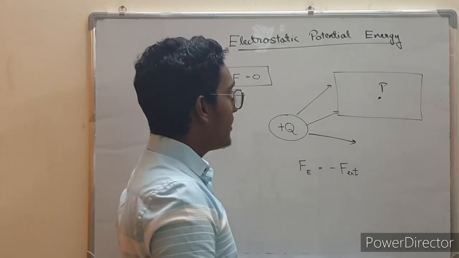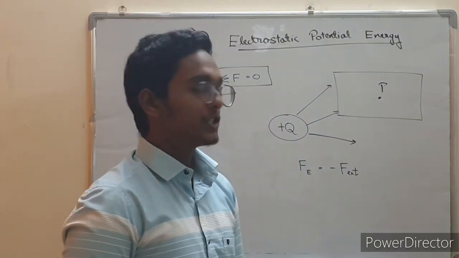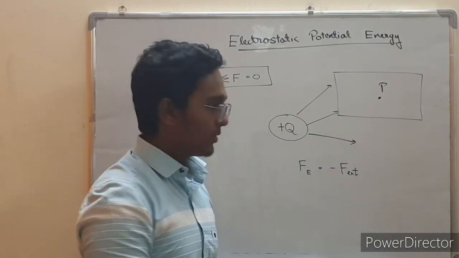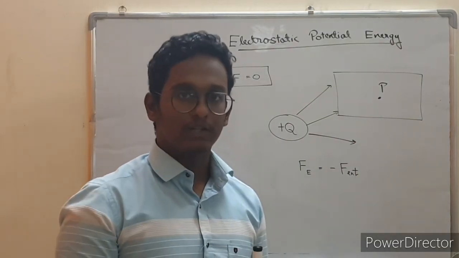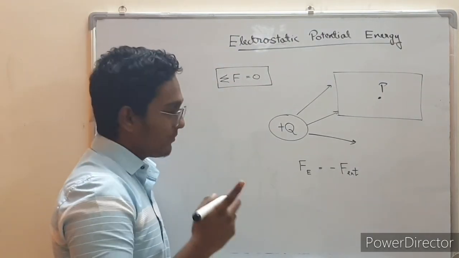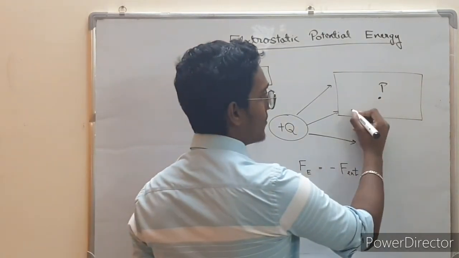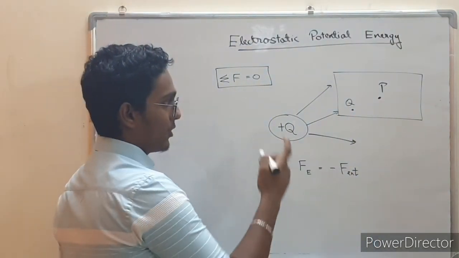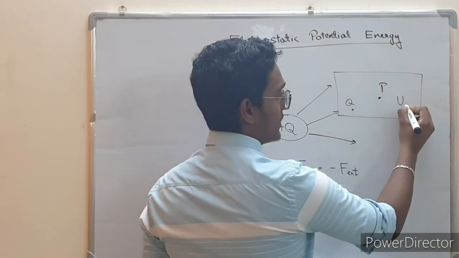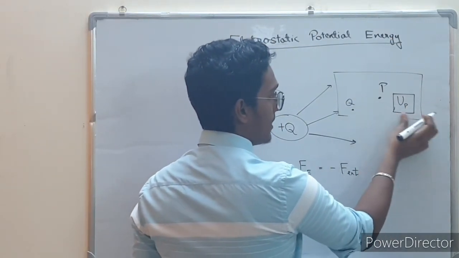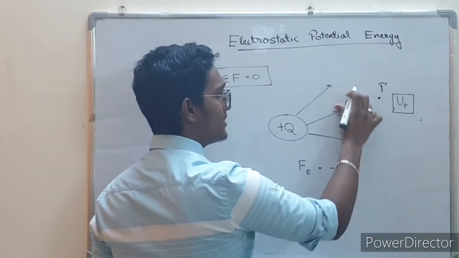So now let's define what is the electrostatic potential energy. The energy being stored in this charge due to the external force is known as the electrostatic potential energy. And we have one relationship: let's say we are moving it from point P to point Q, and let's say the potential energy at point P is UP, and the potential energy at point Q is UQ.